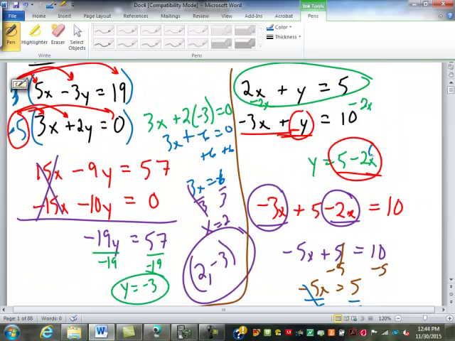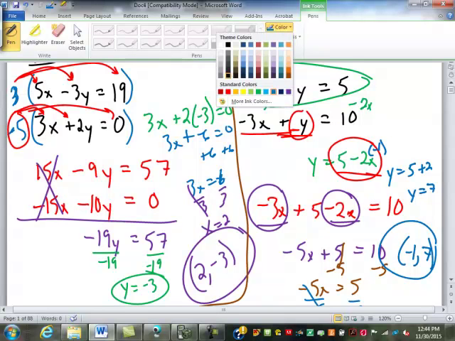So up here we put in negative 1 for x. So y equals 5. Negative 2 times negative 1 is a positive 2, so y is 7. So we have negative 1 comma 7. How many had that for that one? Cool.